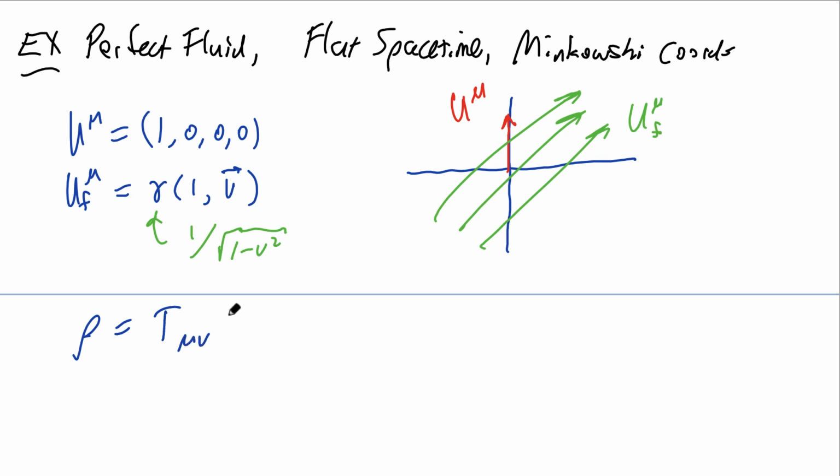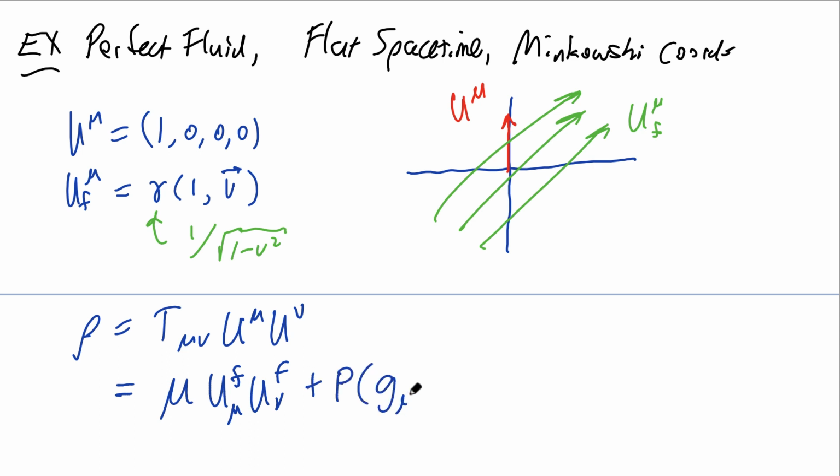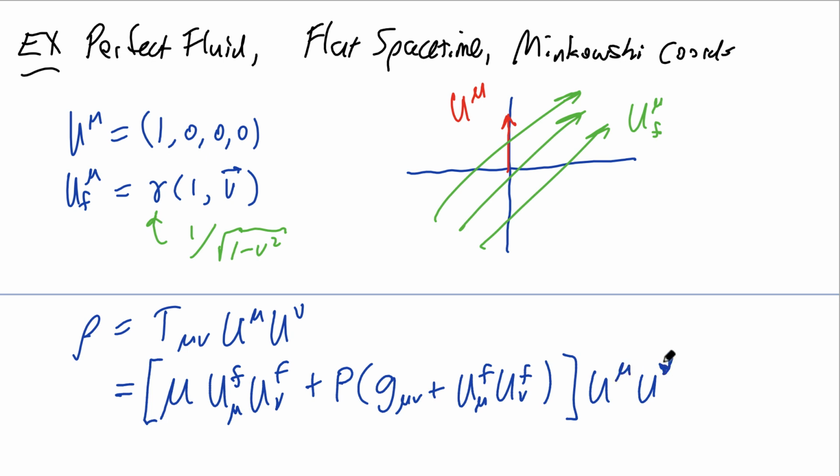It's the stress energy momentum tensor for the perfect fluid, T^μν u_μ u_ν, where T^μν is the mass density times u of the fluid, and since I have the indices down here, I'm going to put a little f for fluid as a superscript. So this is u_μ for the fluid, u_ν for the fluid, plus the pressure times g_μν plus u_μ of the fluid, u_ν of the fluid. So that's the stress energy momentum tensor times the forward velocity of the observer, u^μ u^ν.